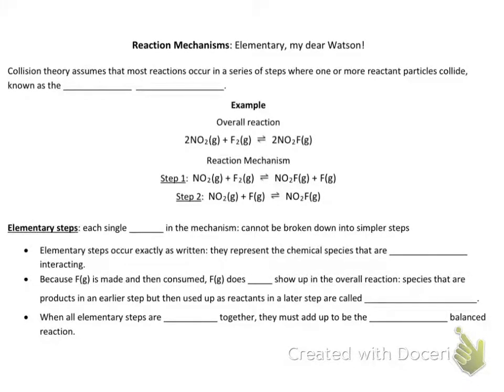Let's talk about reaction mechanisms. Collision theory assumes that most reactions occur in a series of steps where one or more reactant particles collide. We call this series of steps the reaction mechanism. For example, here's an overall reaction where two NO2 particles combine with an F2 particle, forming two particles of NO2F.